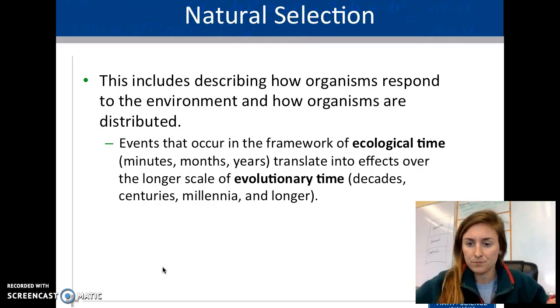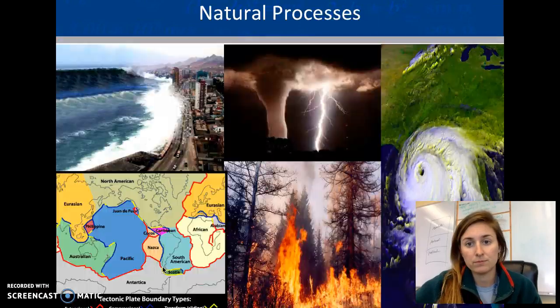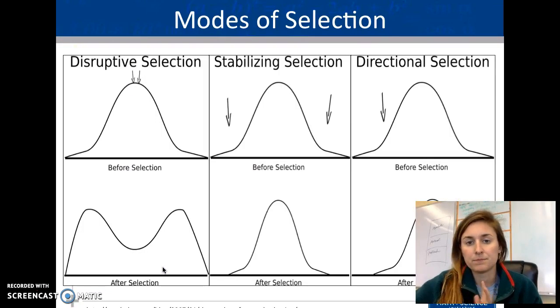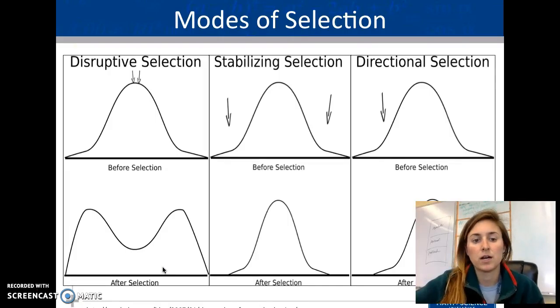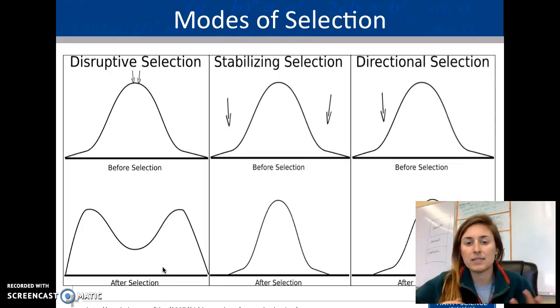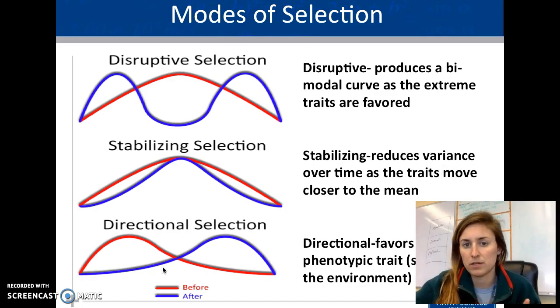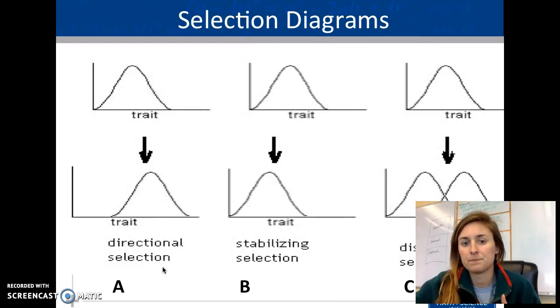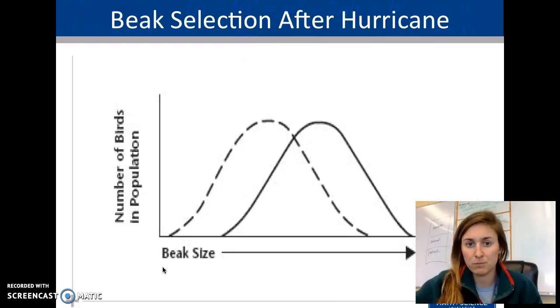Natural selection. This is going to basically shape what my population looks like. We also talk about this later on in evolution, so I won't talk about it now. Modes of selection, so how does my population change? Disruptive, I get two very different groups. Stabilizing, they all start to look more and more similar. Directional, they all move in one direction when it comes to traits. You've seen these a bunch. Pause if you need to.